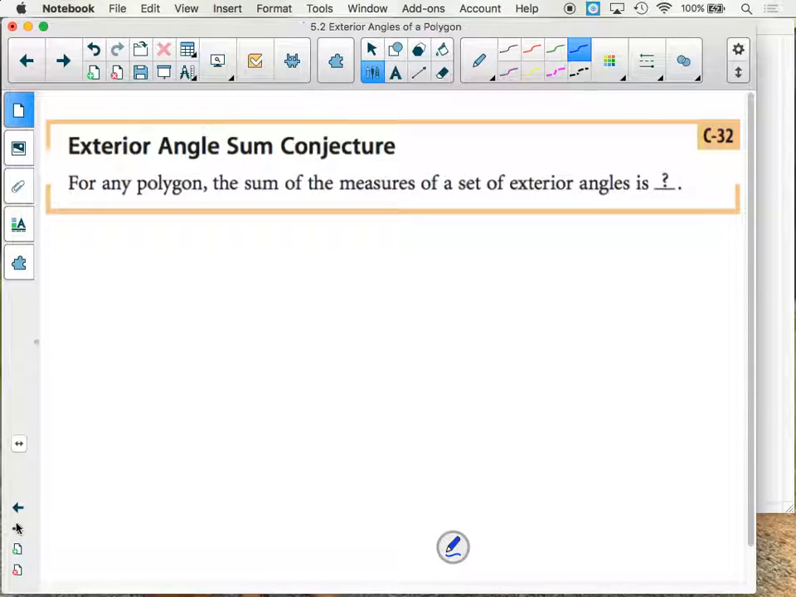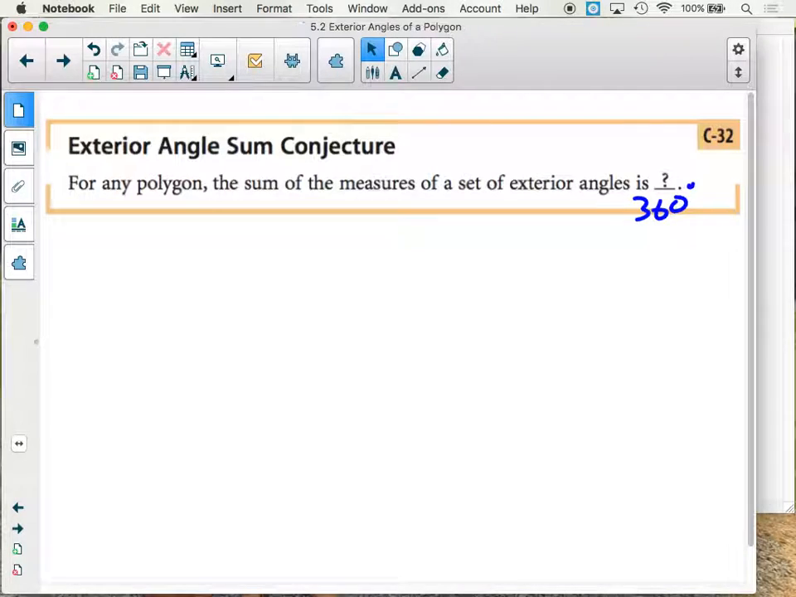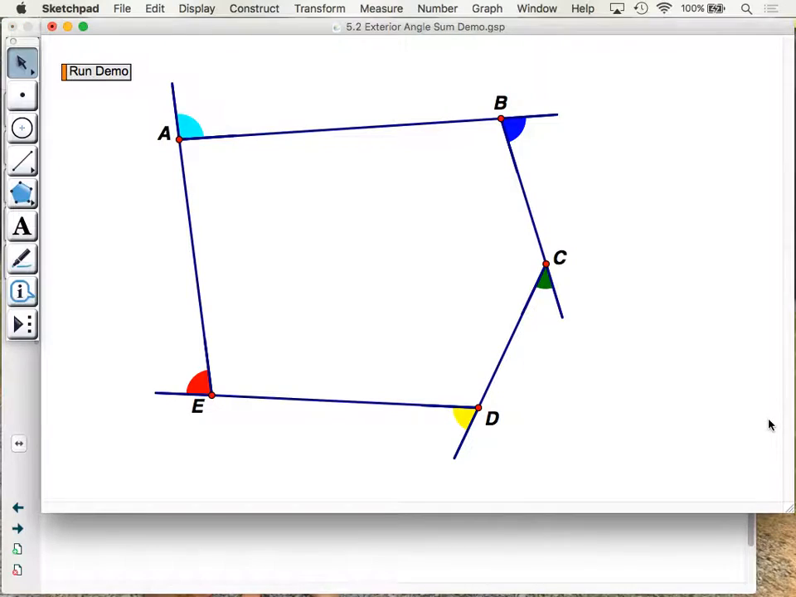So that might motivate this conjecture for you. For any polygon, the sum of the measures of a set of exterior angles is 360 degrees. And here's a nice little geometry sketch pad to show you why that's true. And notice this time I had a five-sided figure, a pentagon. I could create a figure with any 6, 7, 8, 9 sides. Can you tell that the exterior angles are in different colors?